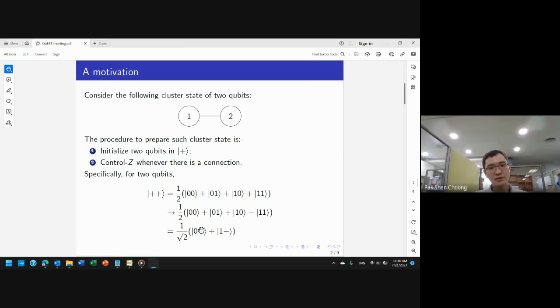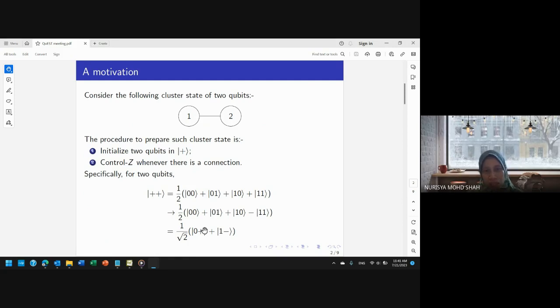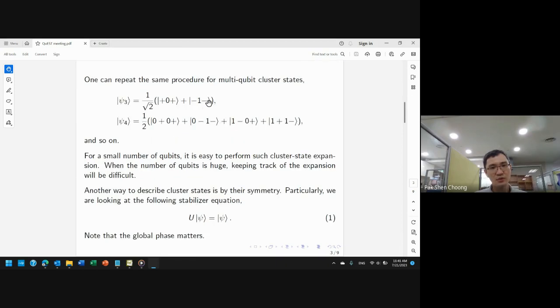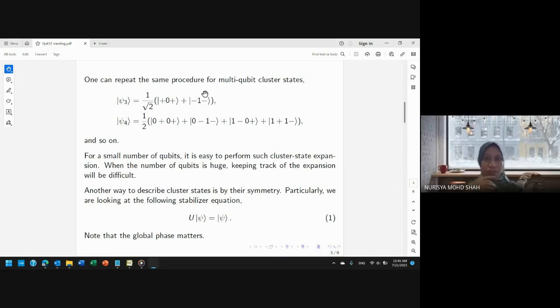Then you have to cancel out another plus, and then the second qubit you need to expand it, and then you do controlled Z with the third qubit. Then you have these combinations of 0, plus, 1, minus. After you do all that controlled Z, you just simplify it back.